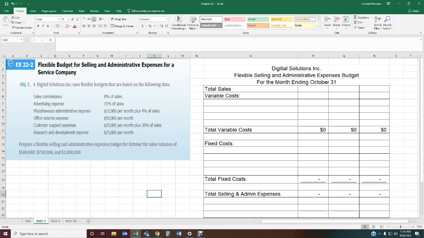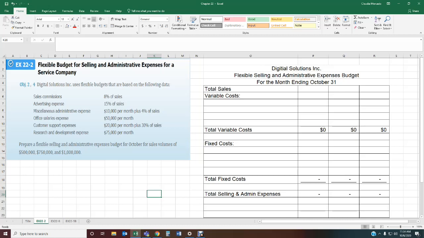It's very important here that we see that there are two types of costs associated with miscellaneous admin expenses. We have a fixed cost, which is $10,000 per month. That's fixed. It doesn't matter how much sales you have, you're going to pay $10,000 a month for miscellaneous admin expenses. On top of that, you're going to pay 4% based on your sales amount. As your sales increase, your miscellaneous admin expenses will increase by that 4%. So that $10,000 is a fixed component. The 4% is the variable component.